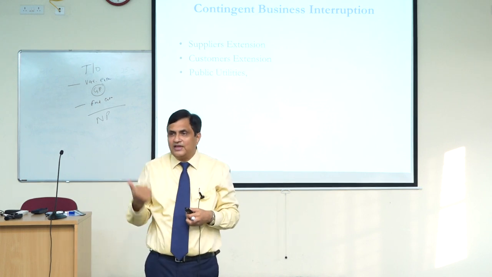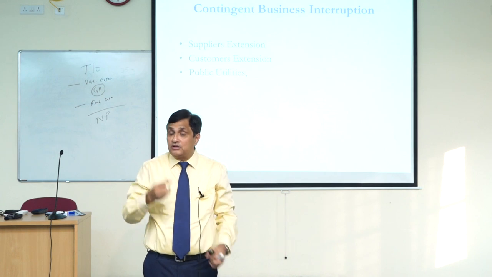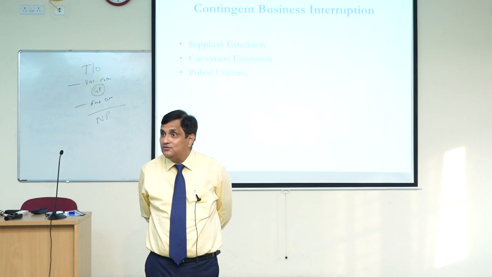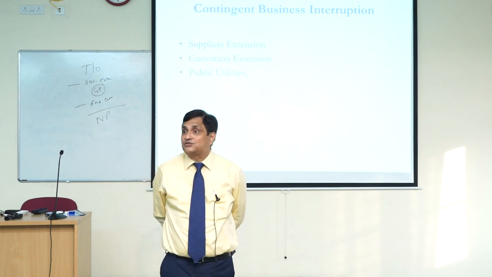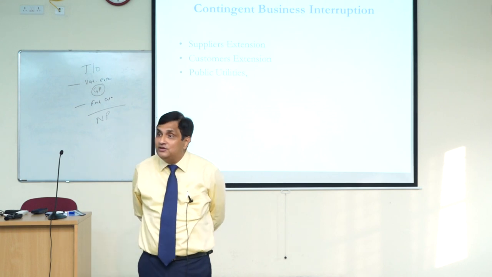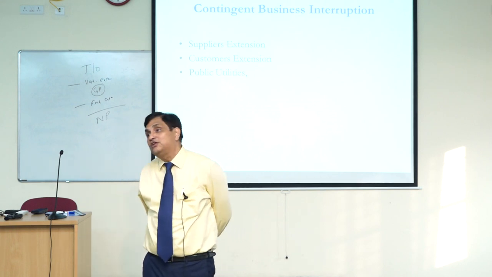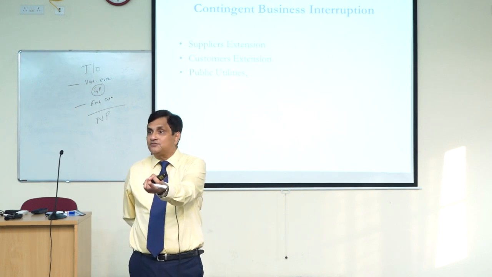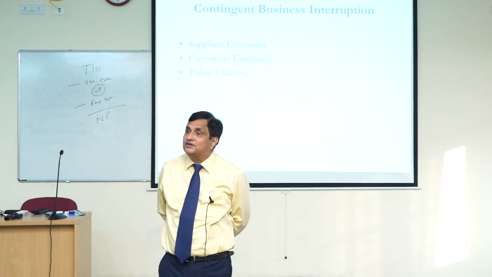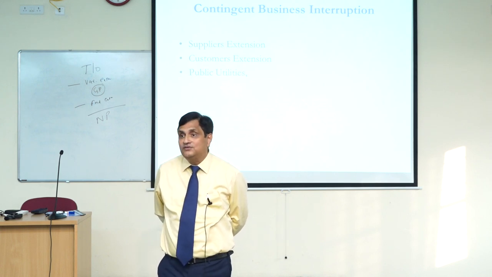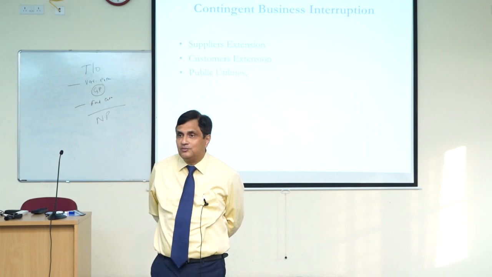Example is, for example, when the Thailand flood took place, huge amounts of losses were faced by Japanese insurers. Because the majority of the parts for either Japanese automobile companies or Japanese electronic companies were manufactured in Thailand. So when the Thailand floods took place, they were not getting parts, so they were not able to manufacture their cars and electronic products, so they were affected. So you will have a lot of losses related to contingent business interruption. Am I clear here?